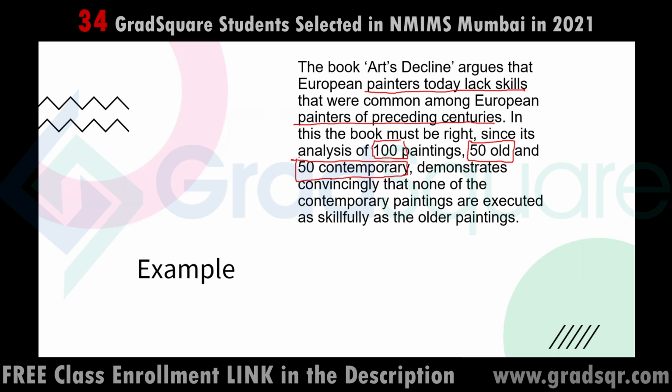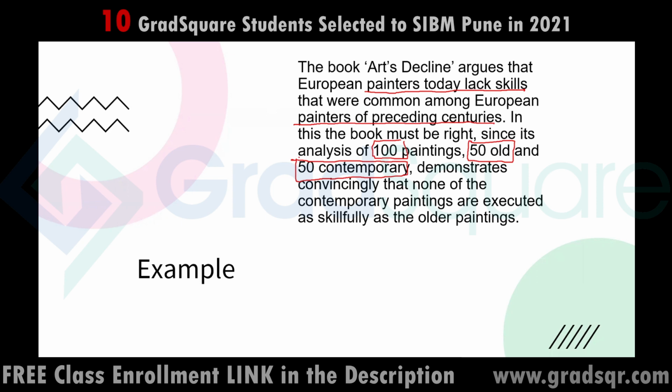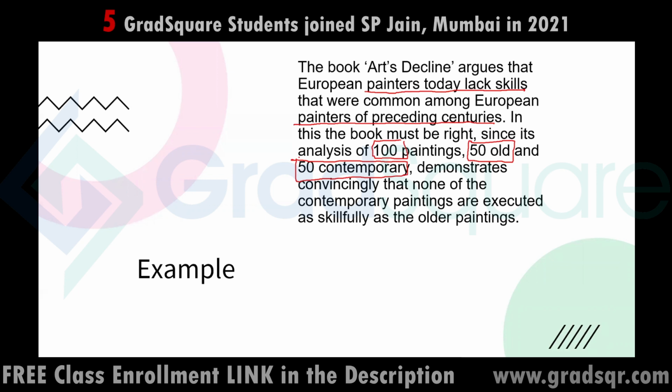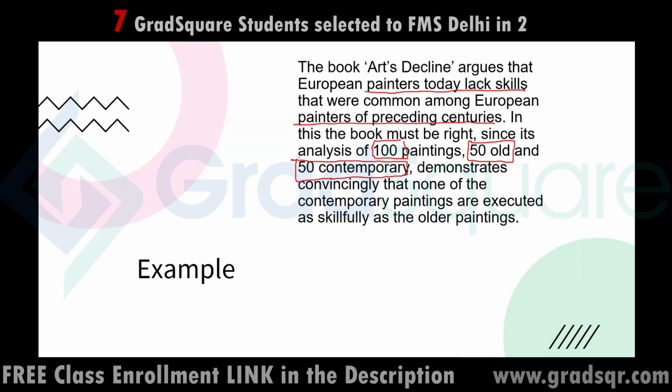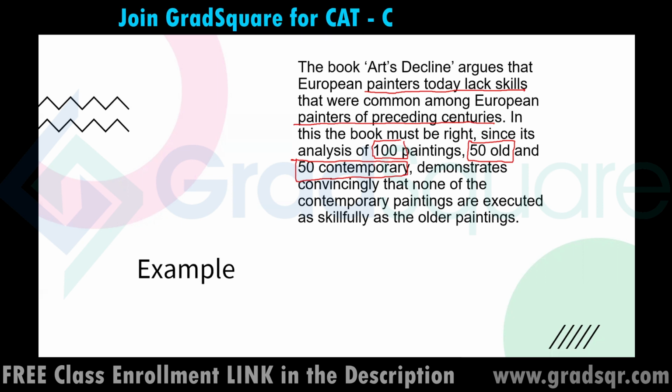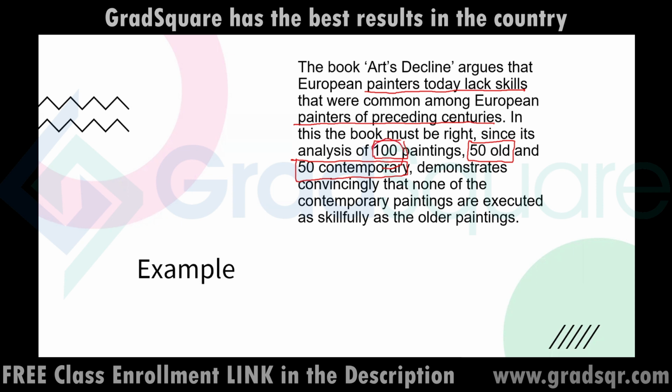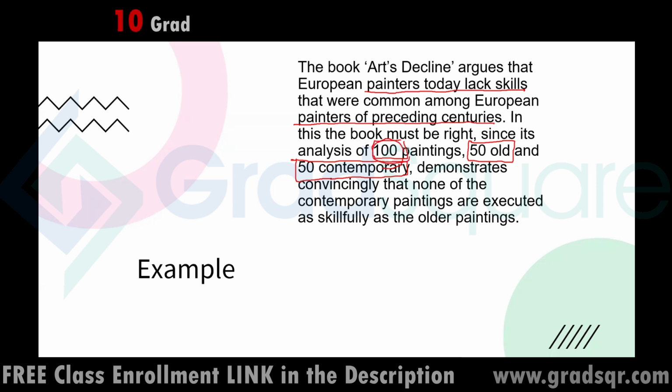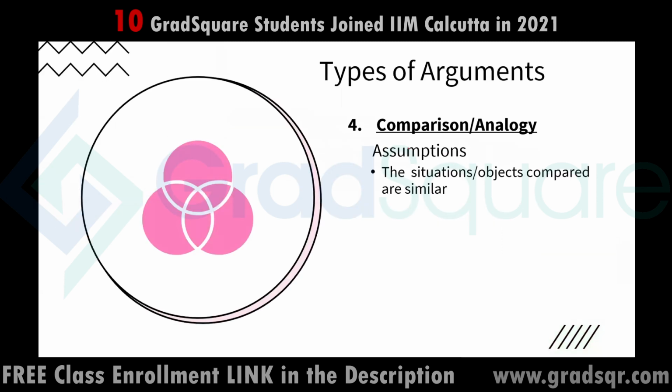Now, of course, the implicit assumption which is present inside this is that the 100 paintings have been selected in an absolutely unbiased fashion, and they are a very good representation of the old and the new paintings respectively. But say, suppose the author had selected these paintings from the best 50 old paintings and the worst 50 contemporary paintings, then that sample is not a good representation of the actual situation. And also the sample is biased towards the conclusion that the author wants to come up with. So that is not being told to us. So the assumption present here is that all the 100 paintings are completely unbiased and completely a good representation of the old and the new paintings.